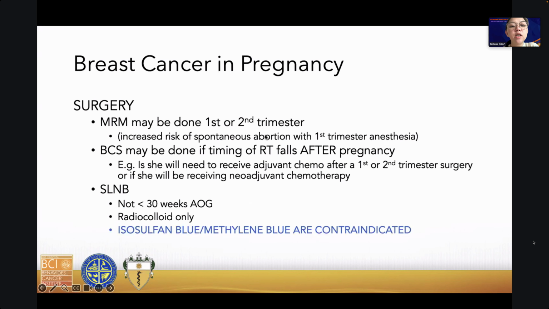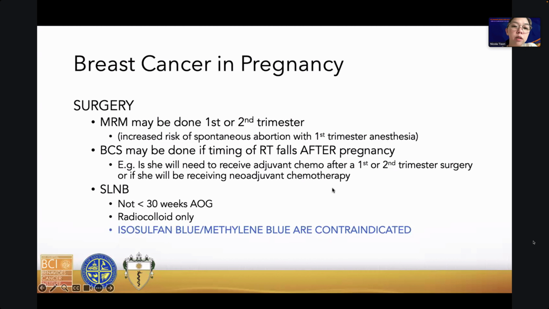And for surgery, surgery may be done on the first or second trimester. However, there is an increased risk of spontaneous abortion with first trimester anesthesia. BCS is still a very good option if the timing of your RT will fall after pregnancy anyway. So even if you have a patient diagnosed in the first trimester, even if you do BCS then, if the patient will need to receive systemic therapy anyway, that will last about 6 months, by the time she completes her systemic therapy, she has probably already delivered and can still receive radiation therapy.